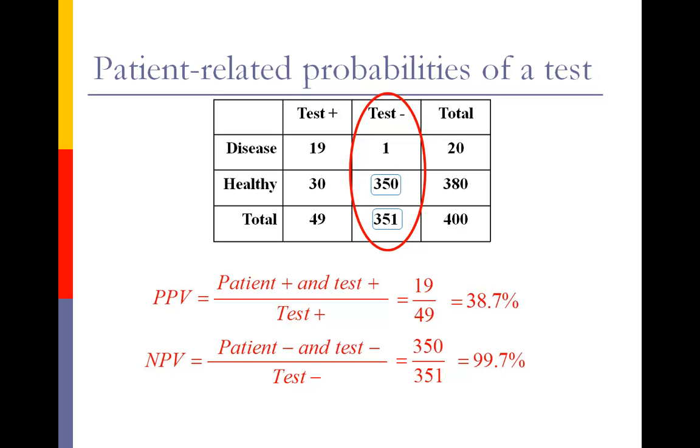So again, remember these two sets of numbers, specificity and sensitivity on one end, and positive and negative predictive value on the other. They provide different information, and they need to be interpreted differently, and by all means don't use one set of probabilities when in fact you should be using the other.